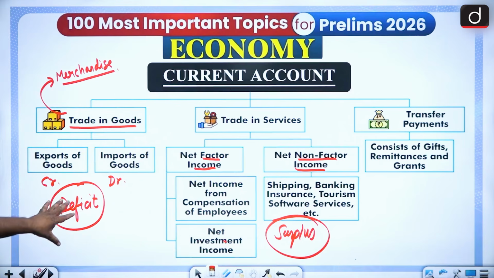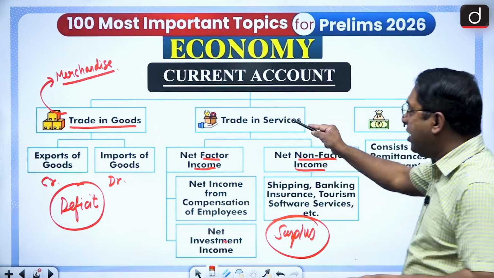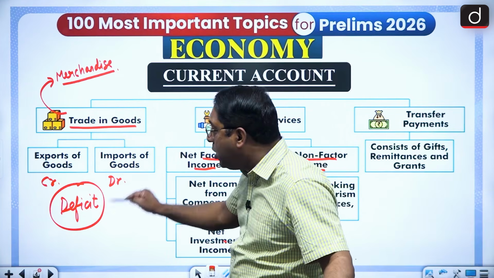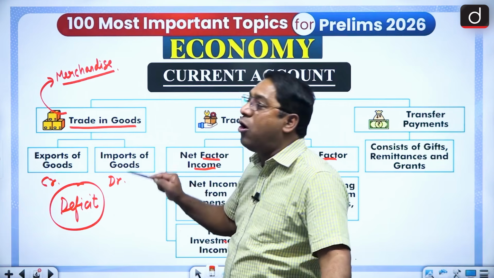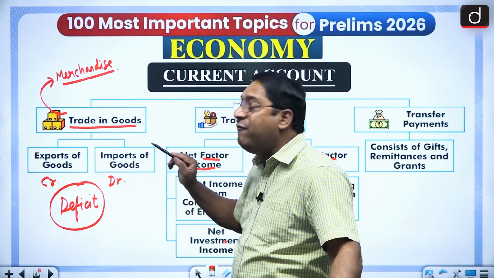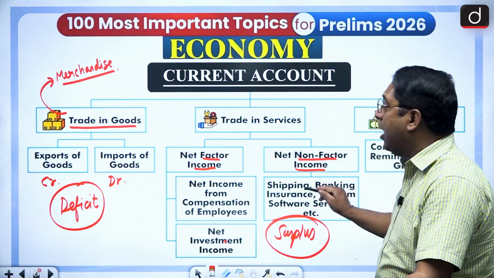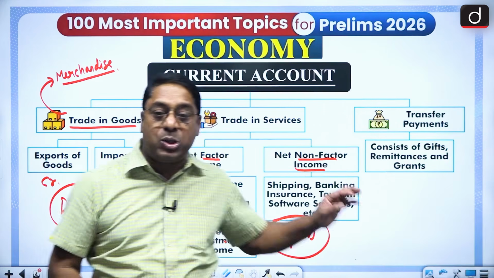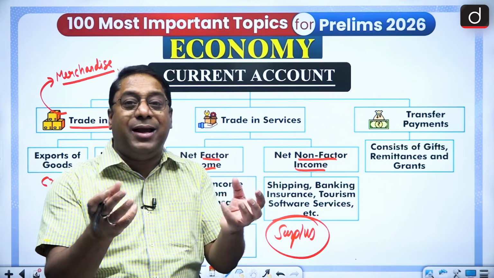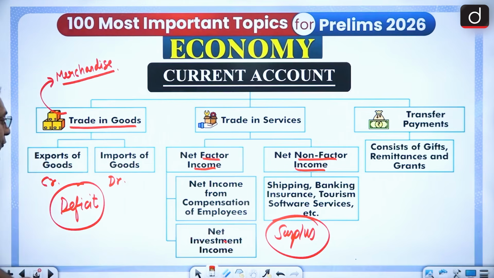And overall I said, when it is trade in goods, India has a deficit. When it is trade in services, India has a surplus. That means the import of goods is greater than the export of goods, that is, outflow is greater than the inflow. And here the export of services is greater than the import of services. As a result, the credit side, or the inflow of dollars, is greater than the outflow of dollars.